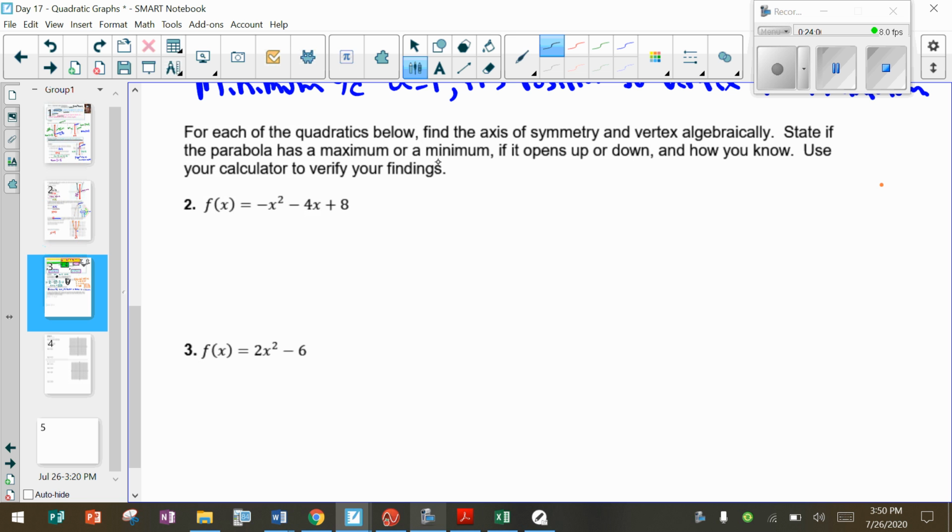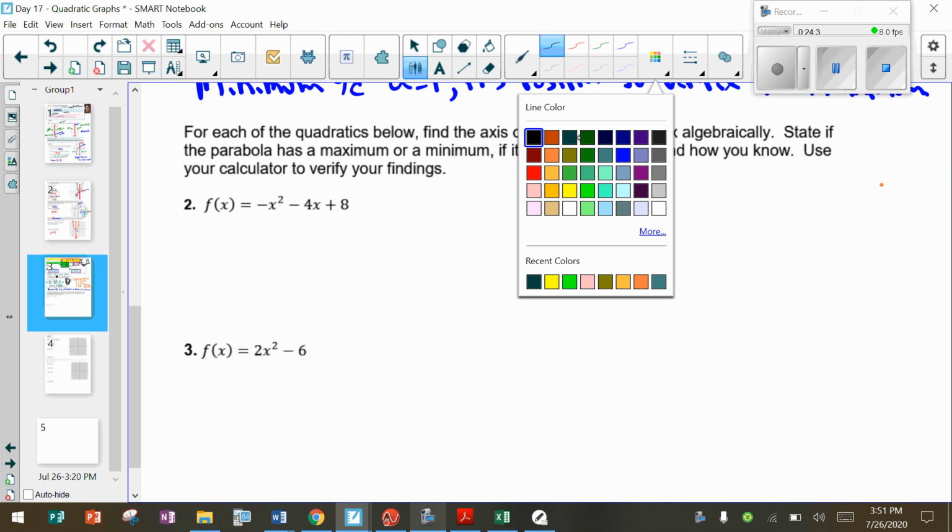Use the calculator to verify your findings. So to use the calculator to verify your findings, that means you're going to go to the y equals, or to the function location, the graph, and you're just going to type in the equation and look at the picture. We're going to see which way the parabola opens. That way we know whether our vertex is a max or a min. We are supposed to know from the equation, but it's always good to check with a picture. So we are going to do the algebraic way first.